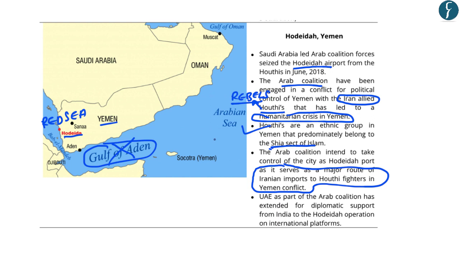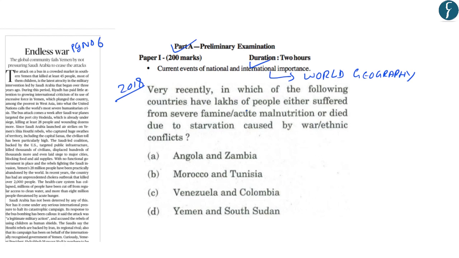And we should also know that this conflict between the Arab coalition and the Houthi rebels, which are supported by Iran, has led to a humanitarian crisis in Yemen. Coming to the question that was asked in 2018, the question read, very recently in which of the following countries have lakhs of people either suffered from severe famine or acute malnutrition or died due to starvation caused by war and ethnic conflicts? So the correct answer in this case was Yemen and South Sudan. So such events are important for us from prelims point of view. That is why Hodeido also becomes important for the next year's preliminary examination. With this, let us move on to the next article.